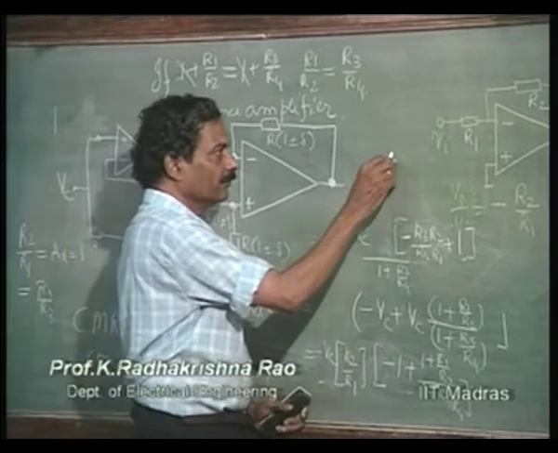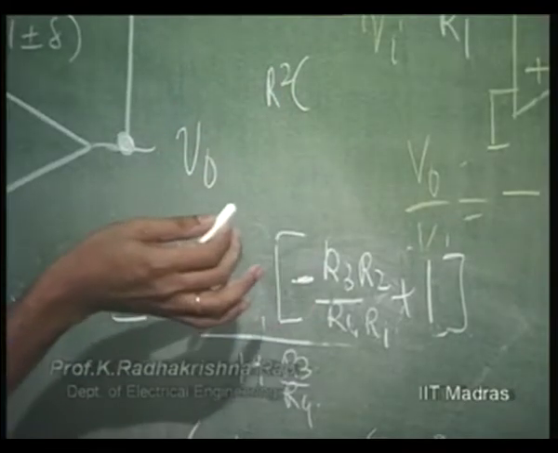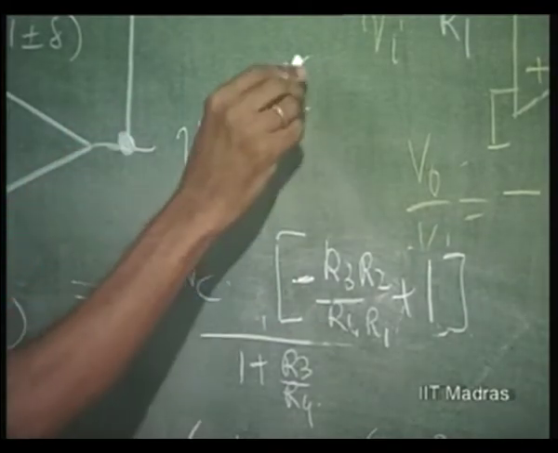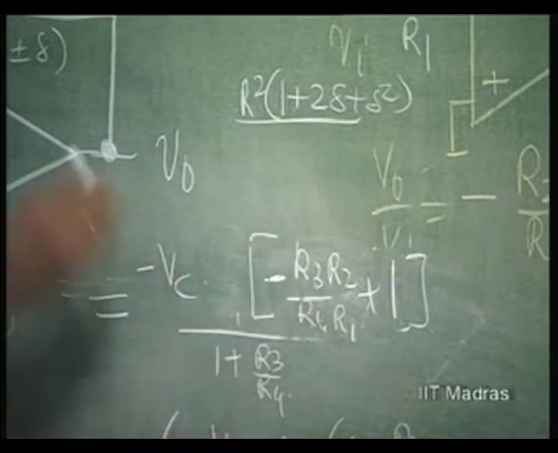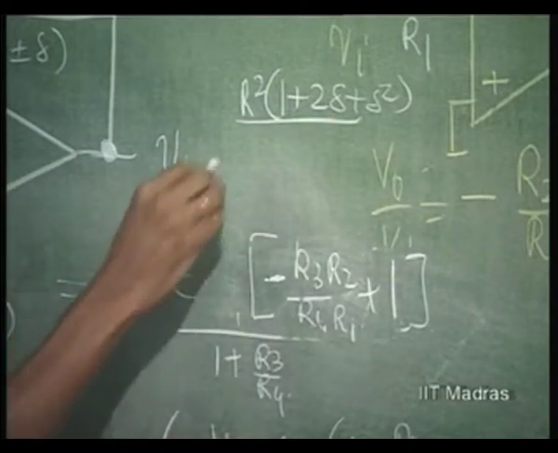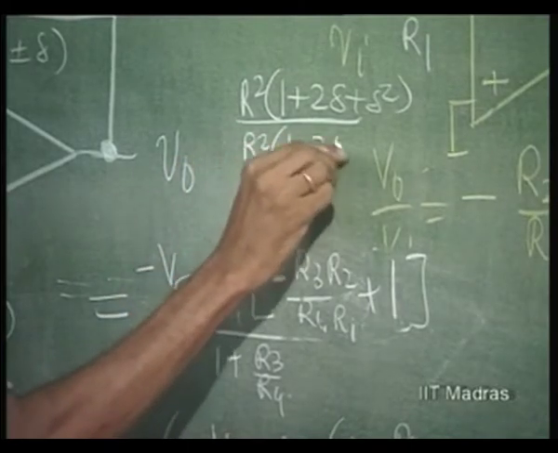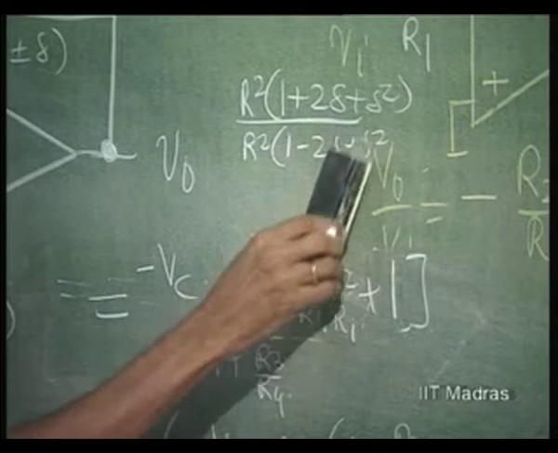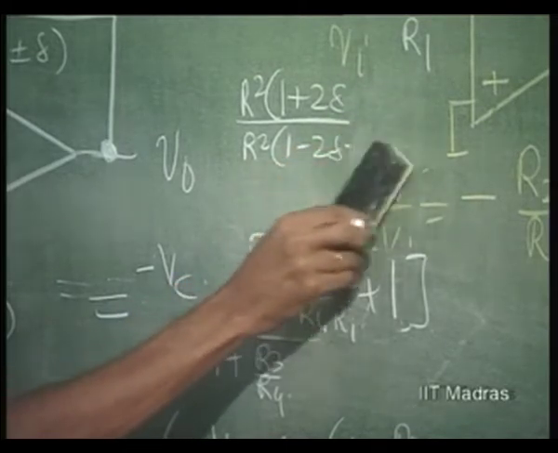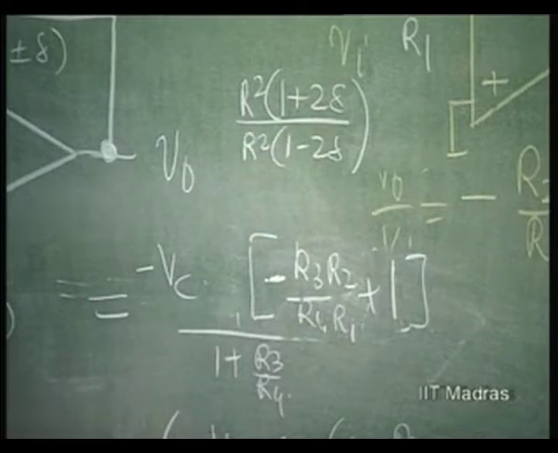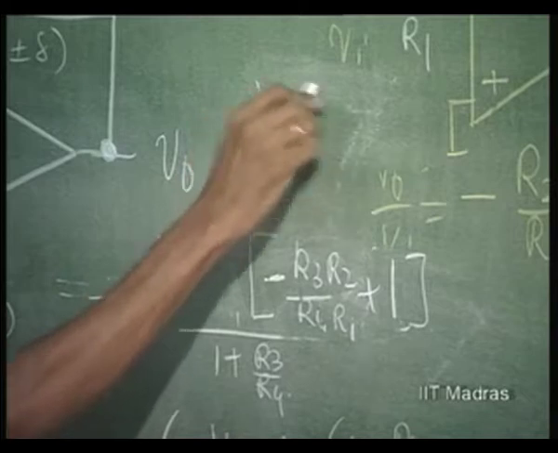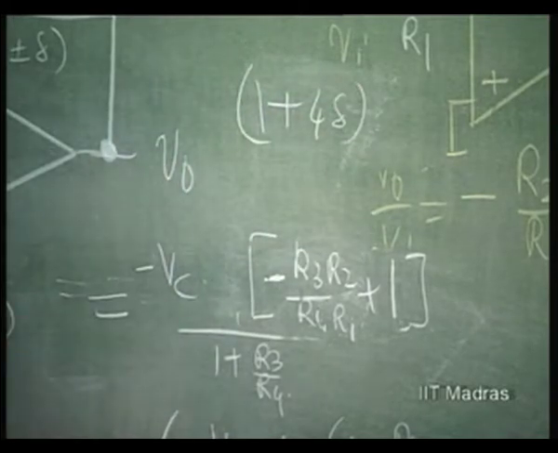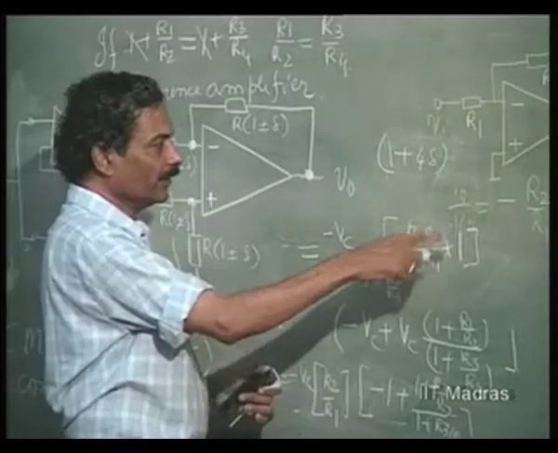Inside the bracket you will have R squared into 1 plus delta into 1 plus delta. So, 1 plus 2 delta plus delta squared. Here you have to consider the worst case situation, 1 minus delta into 1 minus delta. So, R squared into 1 minus 2 delta plus delta squared. If you neglect delta squared, because delta itself is very small, this is the value of the so called 1, or how much is it different? 1 plus delta by 1 minus delta is approximately equal to 1 plus 4 delta. So, this becomes 1 plus 4 delta.